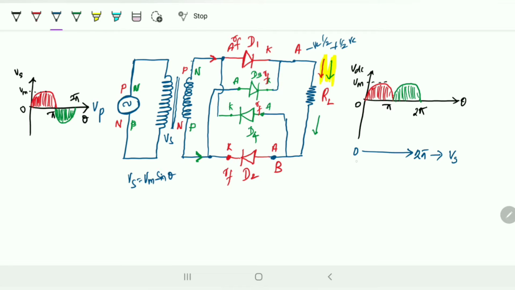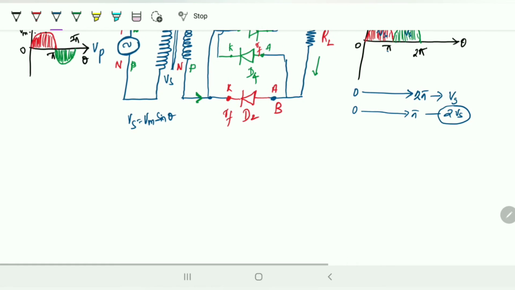If we consider 0 to 2 pi, it is just Vs, and if I consider 0 to pi, it is 2 Vs, because the Vs is repeated: here one Vs and here one Vs. So 0 to 2 pi into 2 is 2 Vs, and I will consider it as 2 Vs in my derivation.